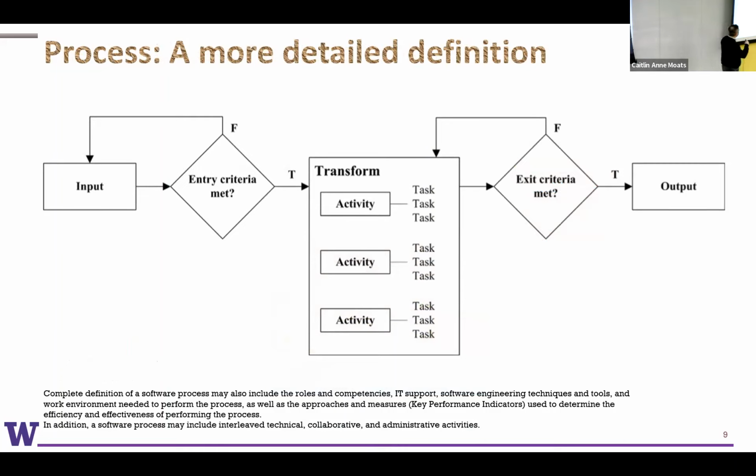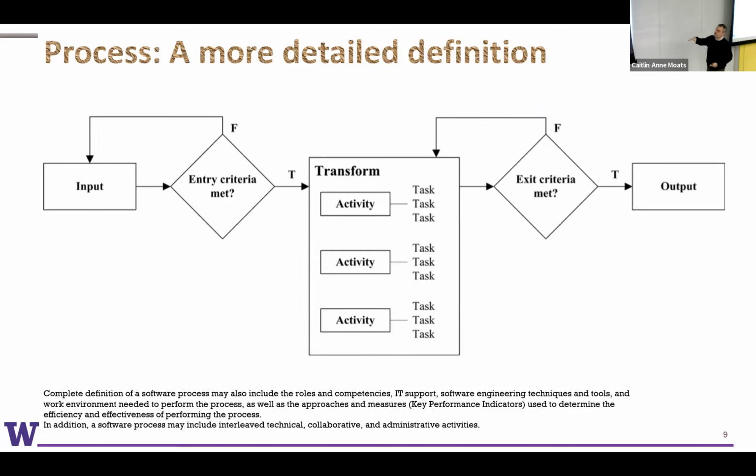We have inputs, all the inputs, and we should check whether all the entry criteria are met. That means we should prepare all the inputs first to start the process. Otherwise, we will get stuck somewhere here. We want to get ready so that we can proceed. Then, entry criteria: everything is ready. Let's start and do the transformation. Just execute the activities one after another.